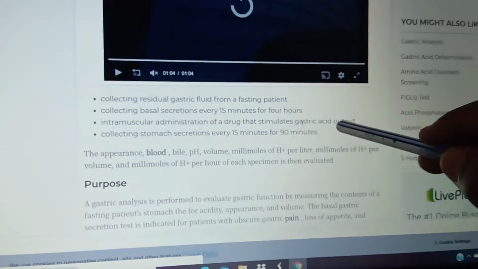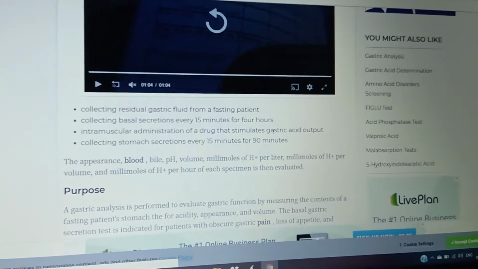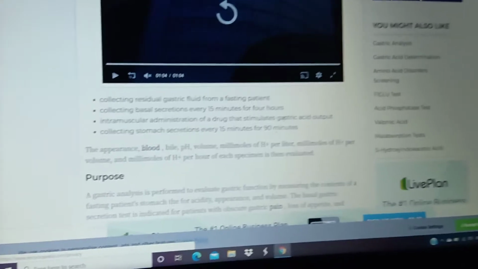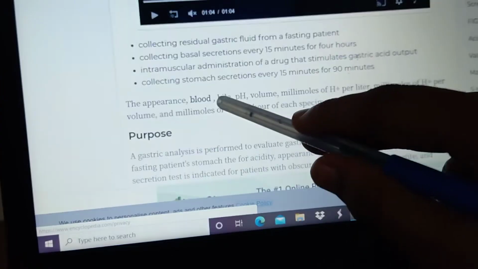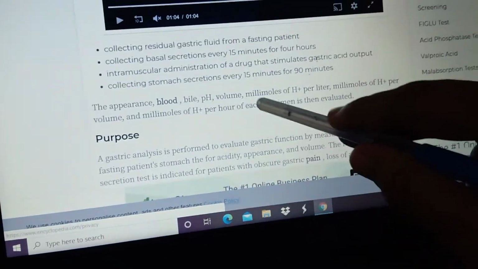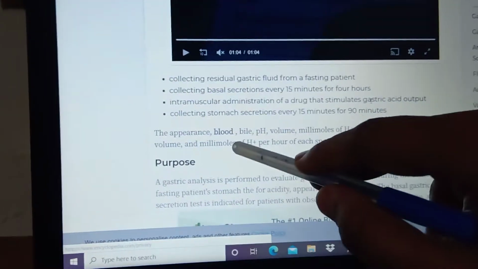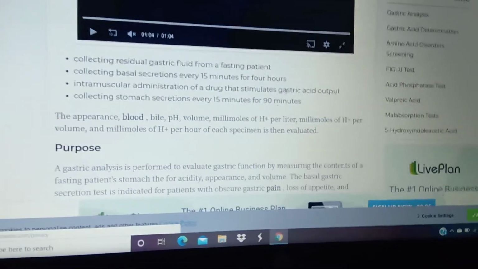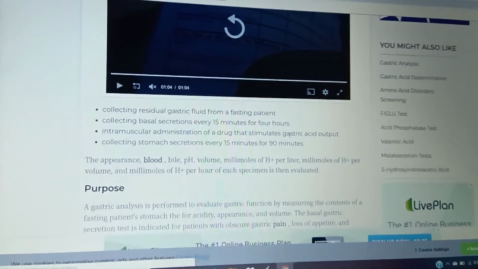After giving the drug, for 90 minutes, every 15 minutes, you have to do the gastric analysis by suctioning. What you take from the suctioning is the appearance, blood, bile, pH, volume, and millimoles of hydrogen ions per liter, per volume, and per hour of the specimen. You have to evaluate these contents from the gastric secretions. So that is the definition and information regarding gastric analysis.